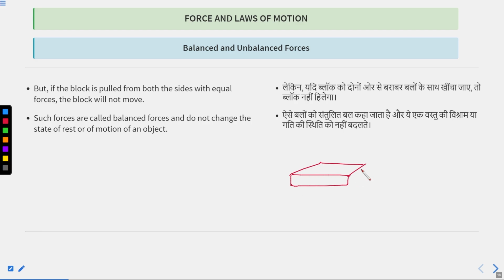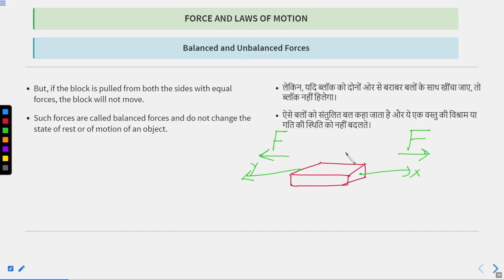this is the block, this is the string. Now two persons are pulling this string in both directions, in this direction also, in this direction also, with the same force. The magnitude of force is the same. What will happen? The block will not move anywhere.